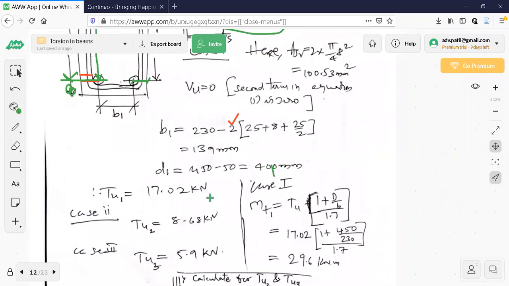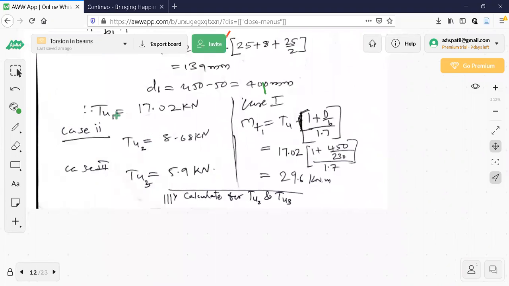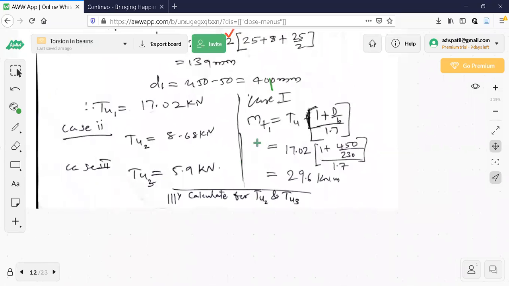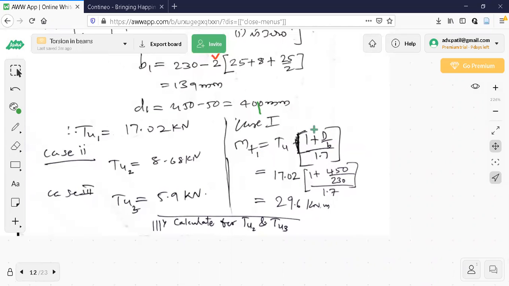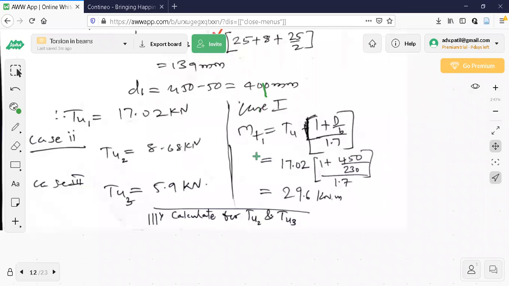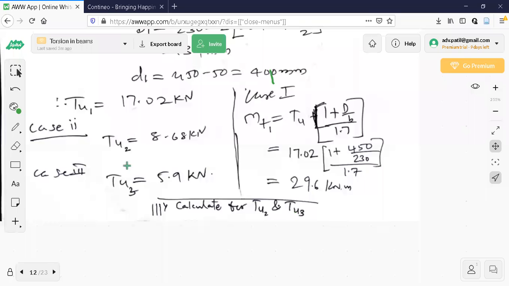Okay, this is what I have done in the previous class. There I calculated only TU1, TU2, TU3, three cases. Similarly, I'm supposed to calculate MT, the second term of the equivalent bending moment formula. The second term is MU plus MT. So in each case, MT has to be calculated, but I have calculated only for the TU1 case. When TU1 is calculated, substitute TU1 here, find out MT1. So you have to calculate TU2 and TU3.